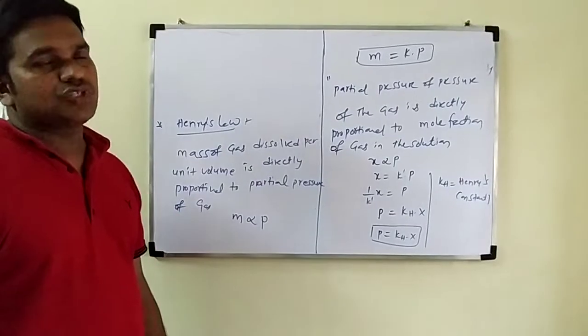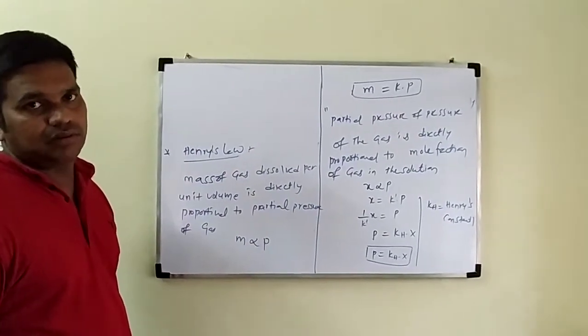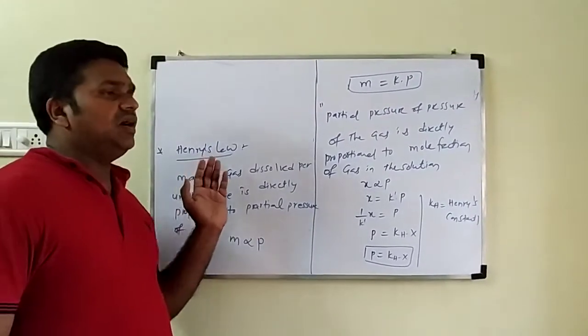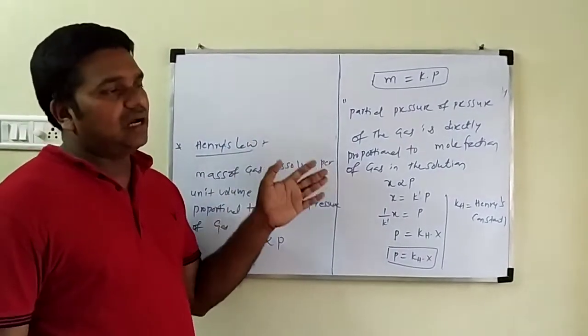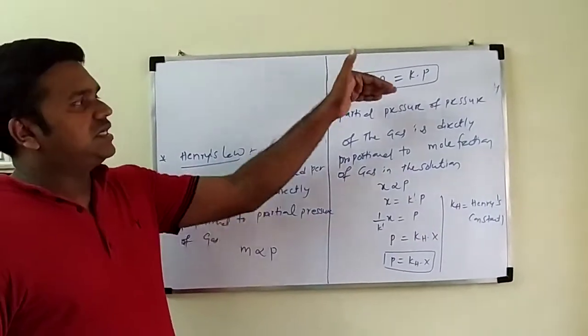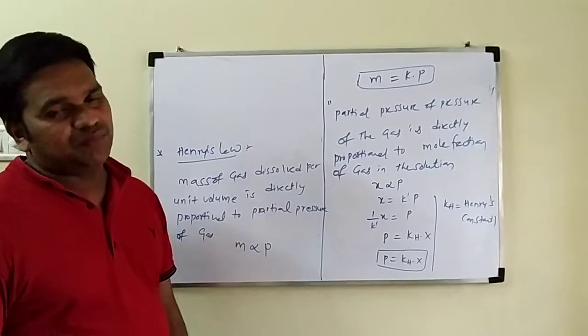M is equal to some K into P. What is K here? K we are calling a constant only. Along with Henry, Dalton also worked on this, and they gave a modified statement. Generally we call this the general statement or modified statement of Henry's law.